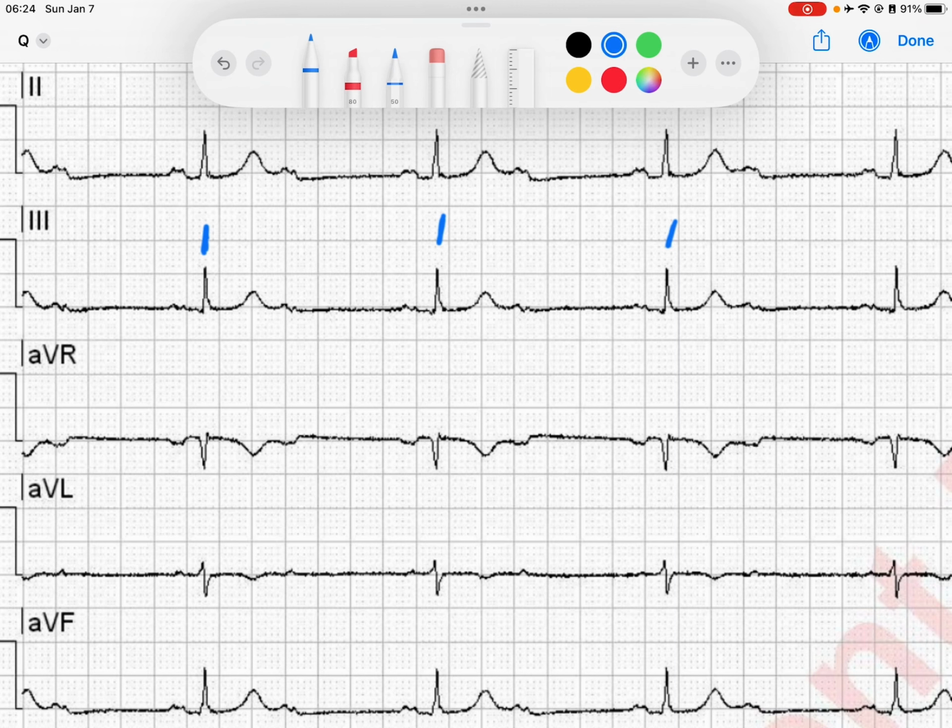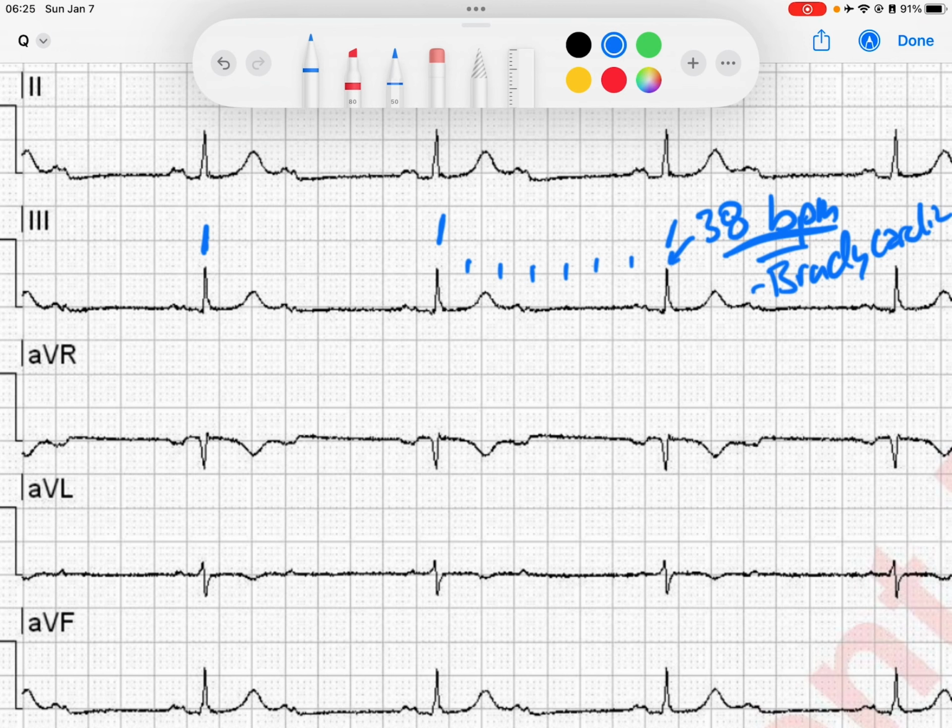Our rate is somewhere, let's see, 300, 150, 100, 75, 60, 50, probably 38 or so beats per minute. So very bradycardic. And when we see a narrow complex bradycardia, we know that the narrow complex must be coming from the AV junction or above, because in order for that QRS to be narrow, that means we must be having good normal conduction through the His-Purkinje system. So this is something going on with AV node or higher.